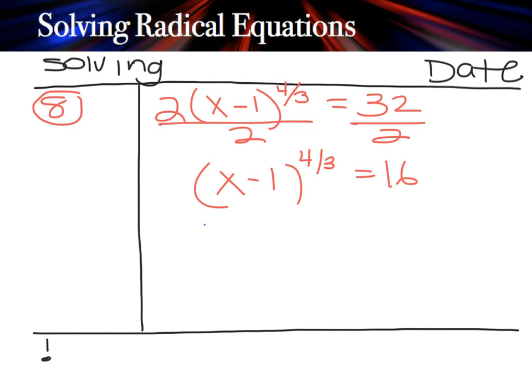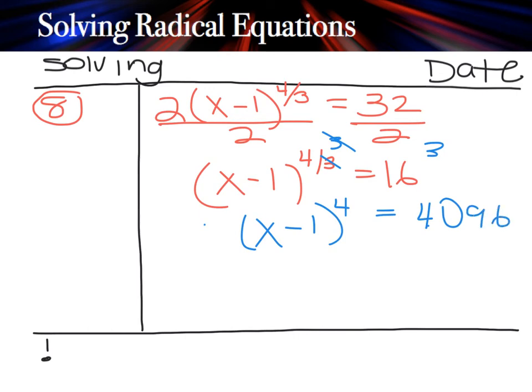So let's cube both sides to get rid of this 3. Because remember, the 3's are going to cancel this one out. And that's going to give me (x minus 1) to the 4th equals 4,096. Okay, so I'm going to take the 4th root, as if I was doing the square root, but I've got to do the 4th root to get rid of this 4. So if I take the 4th root of 4,096, I'll get 8.